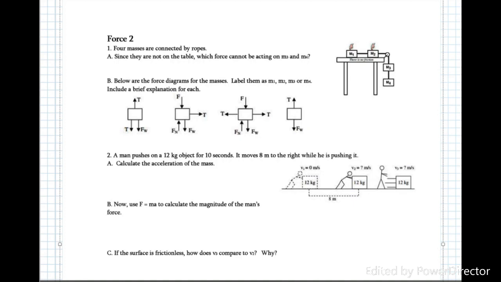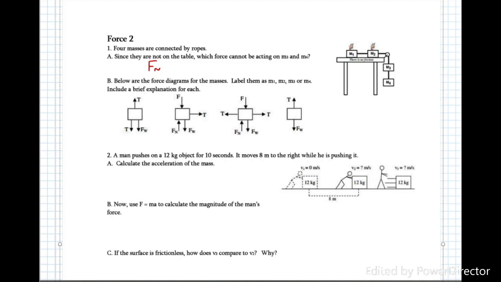So, again, we have a situation where we have mass 1, mass 2 on a table where there is no friction. Hand is pressing down on mass 1, hand is pressing down on mass 2, mass 3 and mass 4 are hanging. Looking at the forces on those objects, I want to know which force can't be acting on M3 and M4. M3 and M4 are hanging, which means they're not touching a surface, which means I can't have a normal force on them.